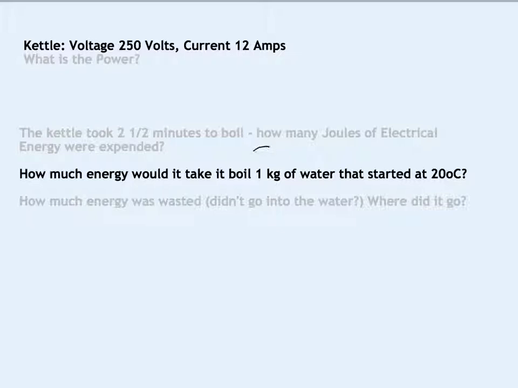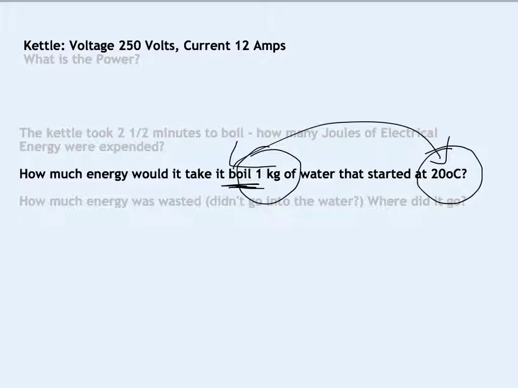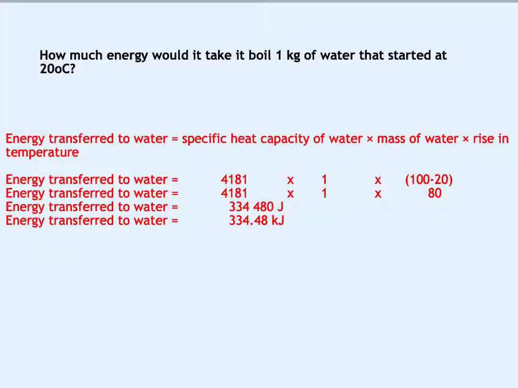Don't forget you're going to need to know the mass of the water and this starting point. We're trying to find how much energy it takes to boil the water, so you need to think about how you're going to use that 20 degrees in order to work out the amount of energy. Right, now you've unpaused it, you've had a chance to do that calculation, let's have a look at the answer. So the first thing is to write down the equation.